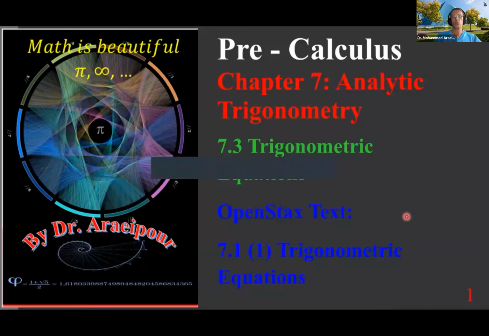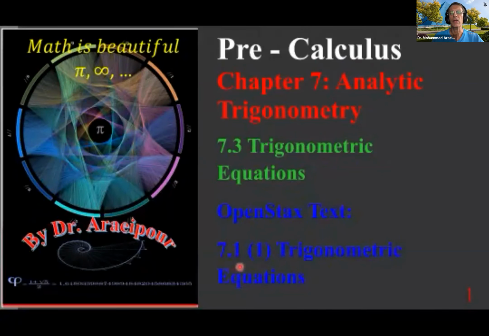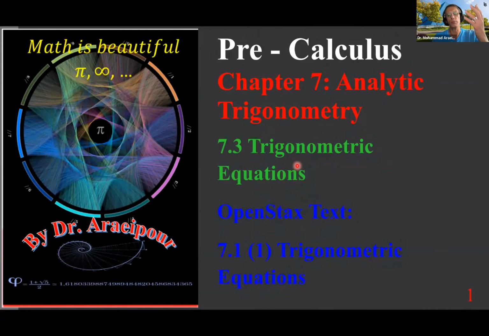Good morning, class. We are looking at Chapter 7, Analytic Trigonometry. Just for the sake of argument, 7.3 trigonometric equations versus the OpenStax text. If you go to OpenStax, it's 7.1 trigonometric equations. So it depends on the text, but we are more importantly interested in the topic of trigonometric equations.